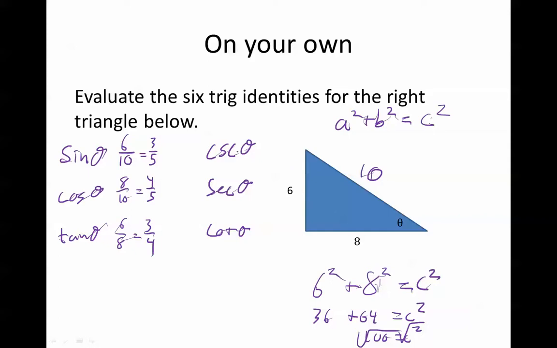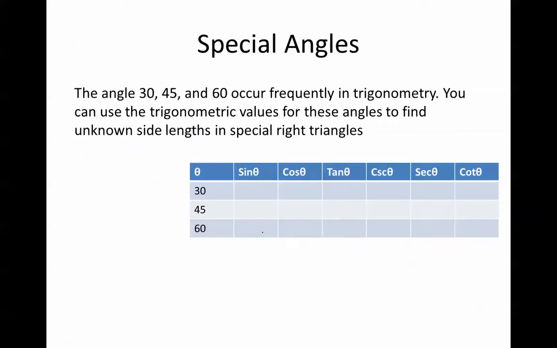Now the cosecant, secant, and cotangent are just the reciprocals of those. So cosecant is 5/3, the secant is 5/4, and the cotangent is 4/3, because I can just flip what I know the tangent is to find the cotangent. All right, and so those are my 6 trigonometric identities. If you have questions, make sure you ask them. Otherwise, let's look at some special angles.